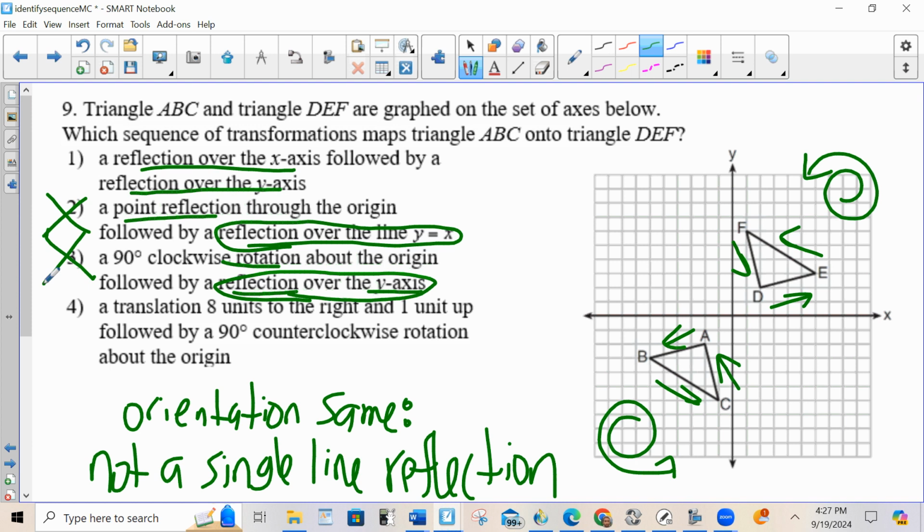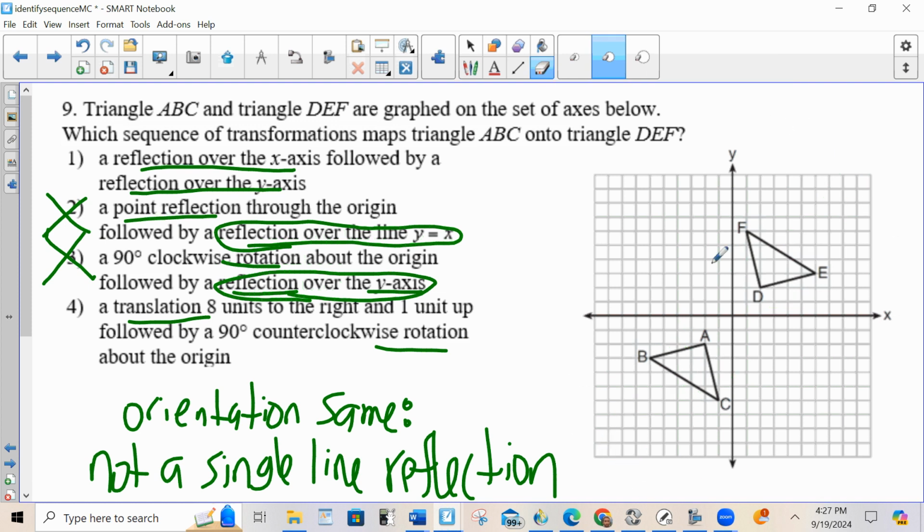A translation followed by a rotation. It does not have a single reflection, so that could be it. So now I'm down to 2 choices. Now that I'm down to 2 choices, we're going to have to pick one and try it. One option is a reflection and a reflection. Another option is a translation and a rotation. Rotations are annoying. We have to turn our paper. So if we can avoid a rotation, then I want to avoid the rotation.